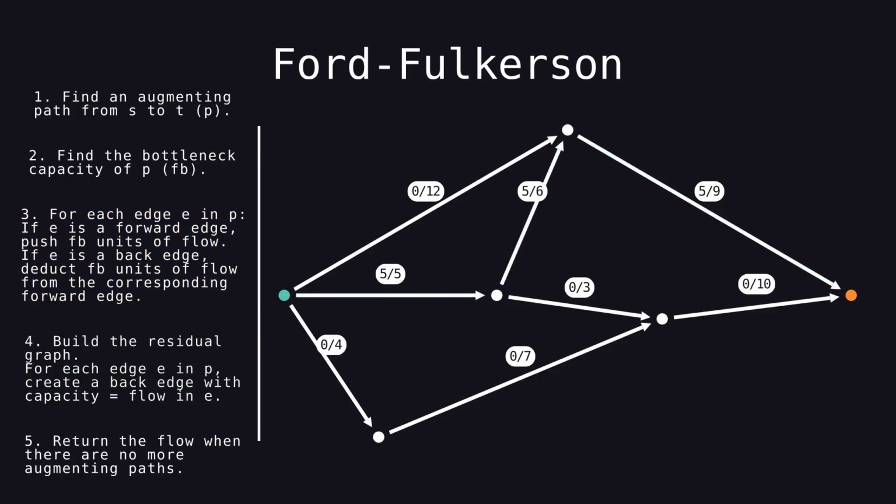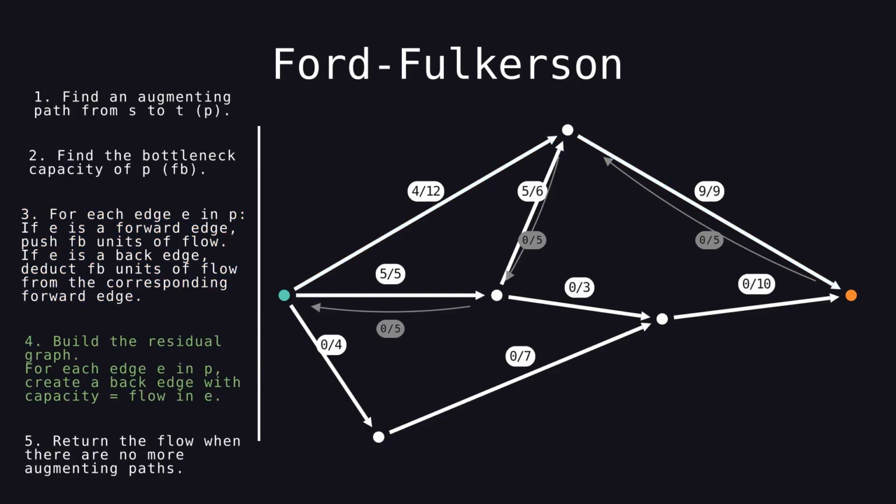For each edge in the path, we then create back edges. The capacity of a back edge is equal to the flow sent through that edge. In this case, the capacity of all these back edges is 5. Let's choose the top path this time. The bottleneck capacity here is 4 because this second edge can only carry 4 more units of flow. So let's push 4 units of flow through this path.